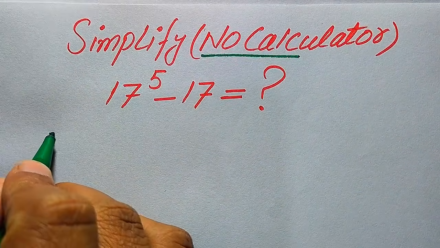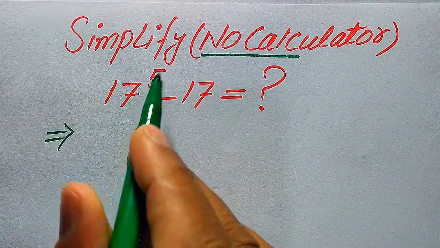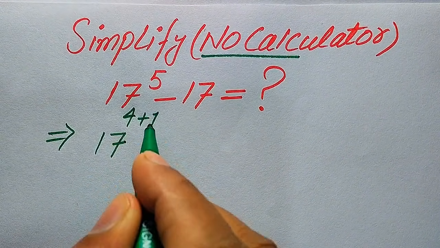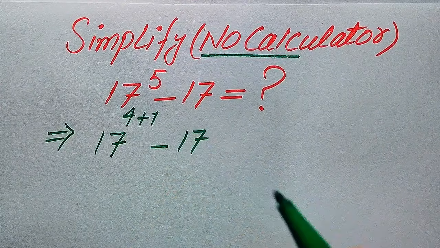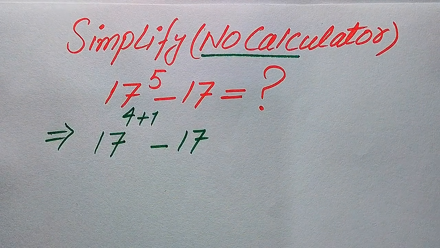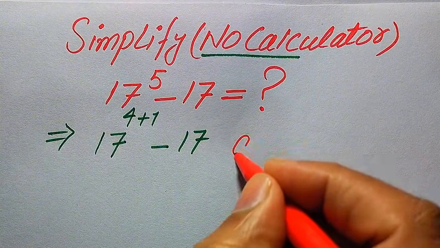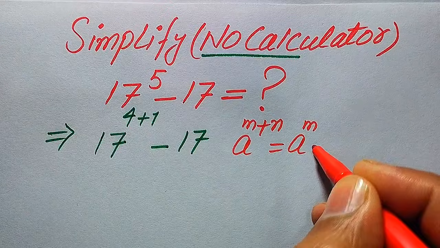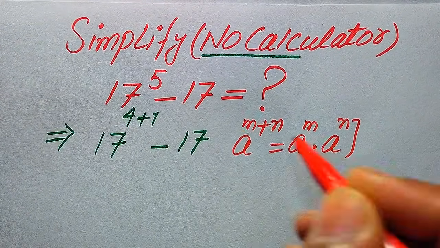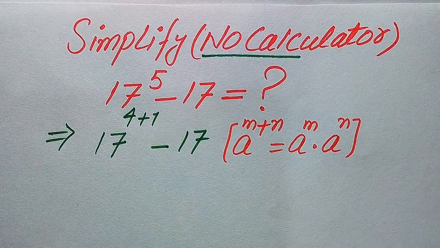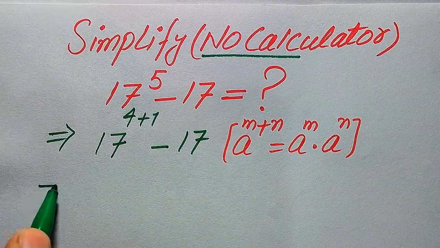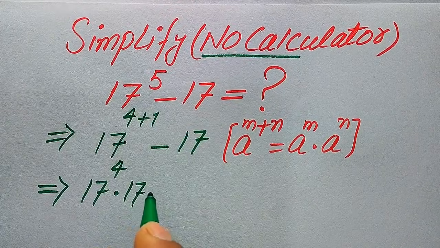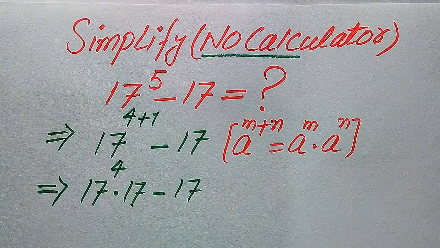So we move towards the solution of this problem, and first we focus on this exponent and we break this exponent 5 as 4 plus 1, minus this 17. And further in the next step we use this nice exponential law. You know about that: if we have a to the power of m plus n, it is equal to a to the power of m multiplied by a to the power of n. So according to this rule of exponents, we break this as 17 to the power of 4 multiplied by 17, minus this 17.